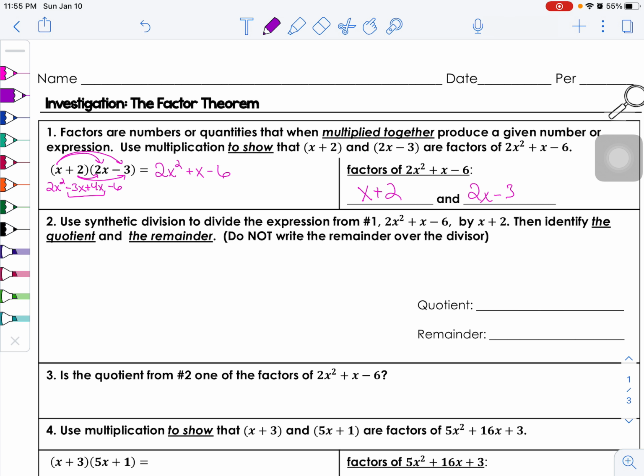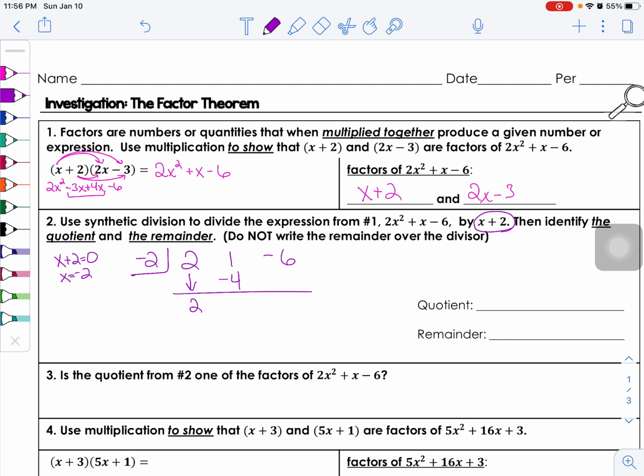All right. Now, problem number 2: use synthetic division to divide the expression for number 1 by x plus 2. So if we're going to divide by x plus 2, then x plus 2 equals 0, which means x is equal to negative 2. So that's the number I'm going to use with my synthetic division. And for this polynomial expression, I just want the coefficients. So 2, 1, negative 6.